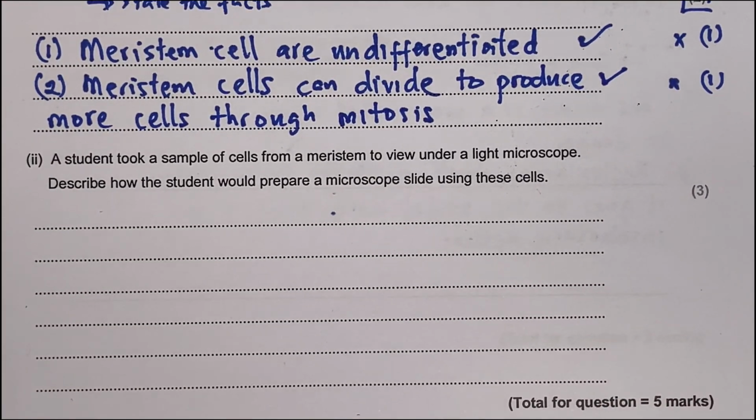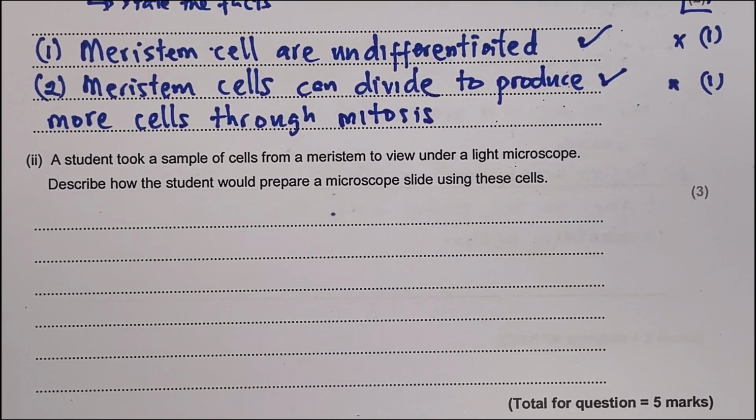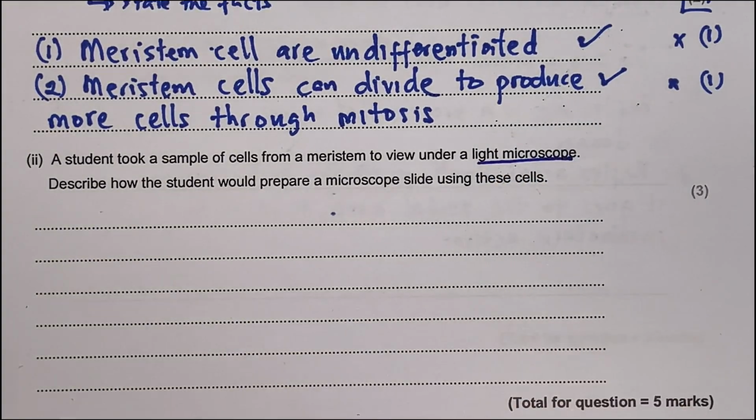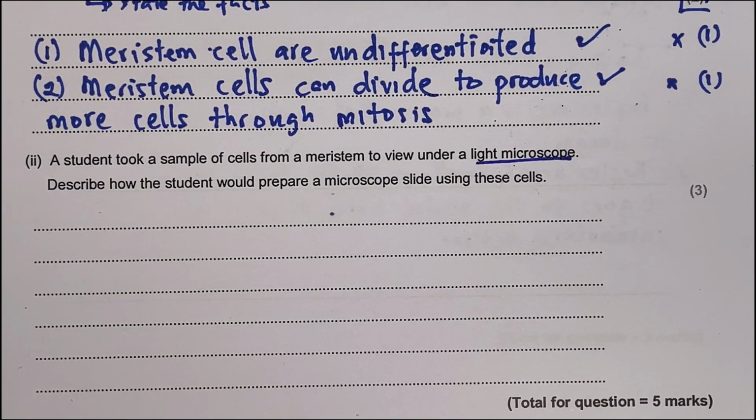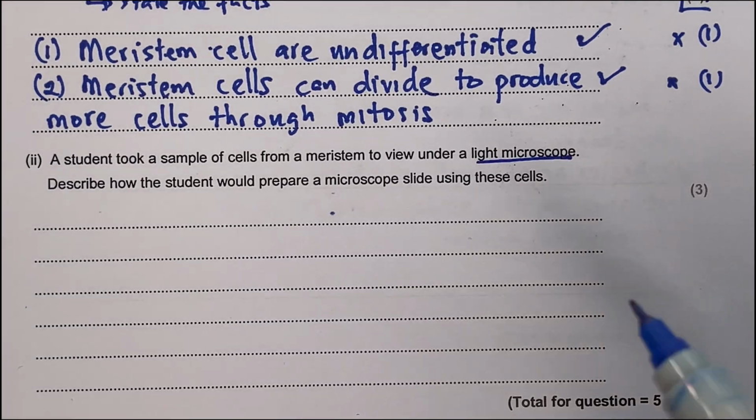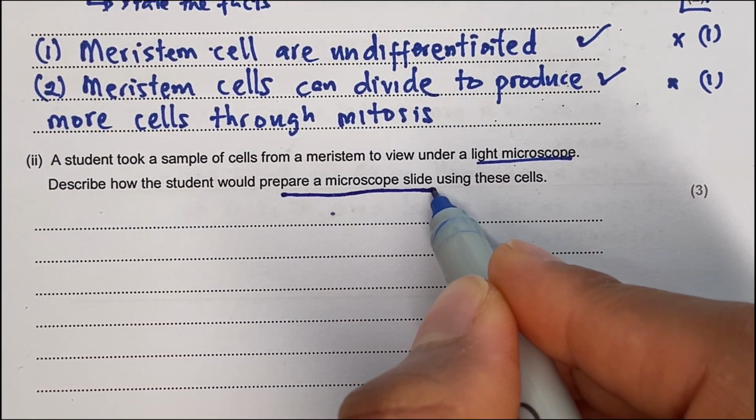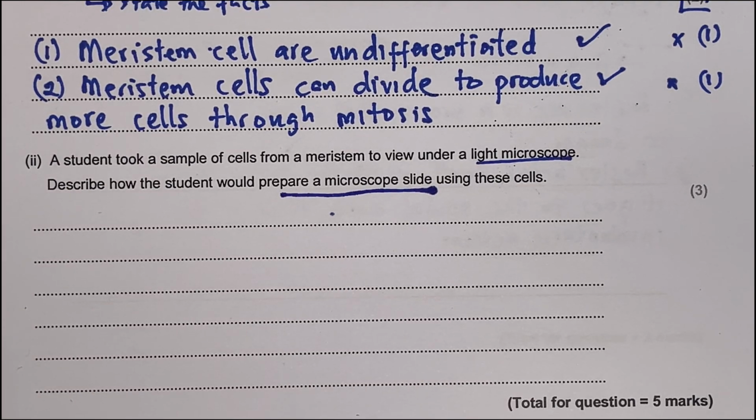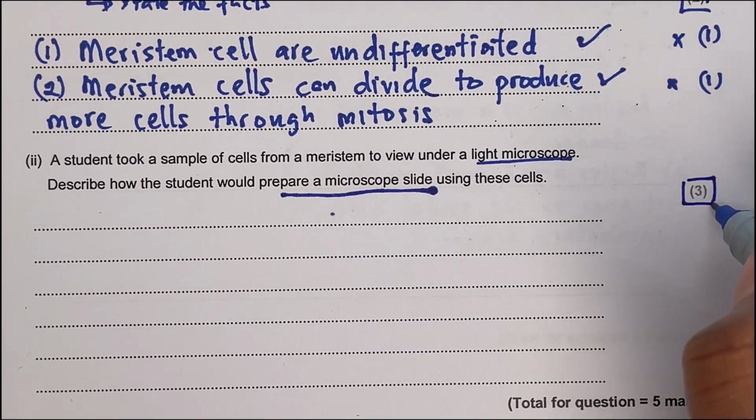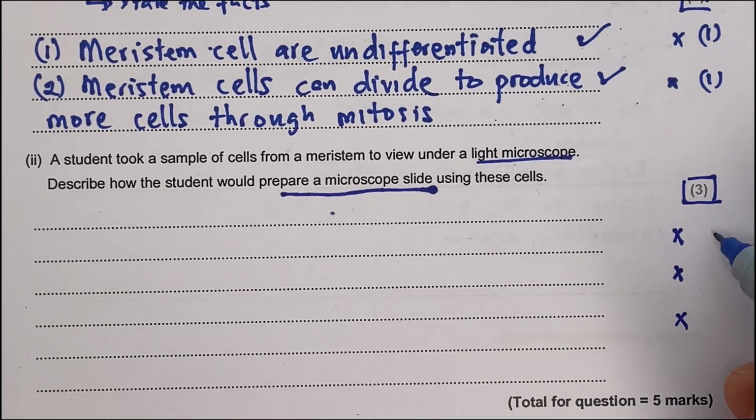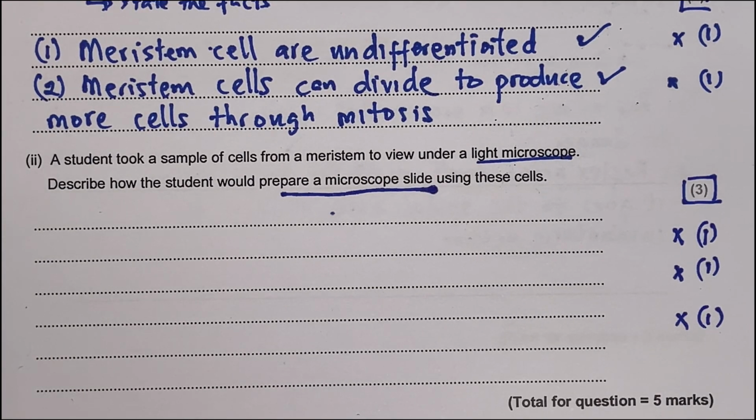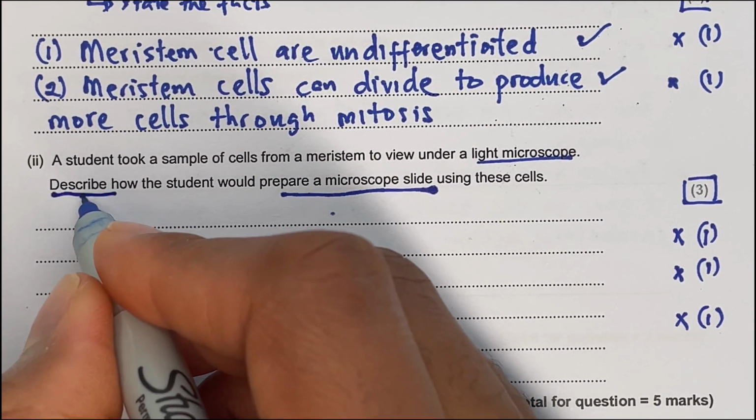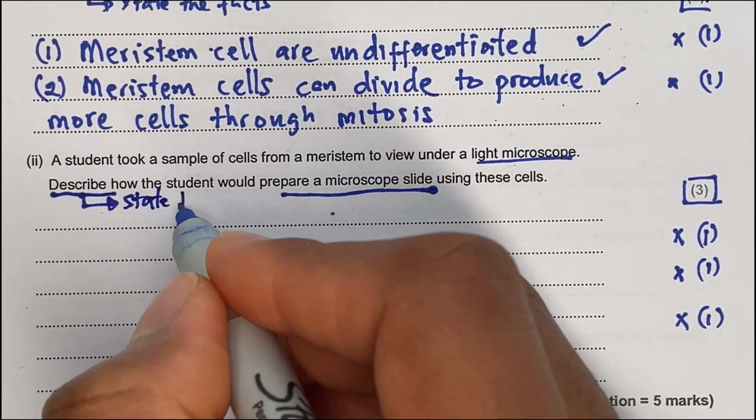Question 2. A student took a sample of cells from a meristem to view under a light microscope. Describe how the student would prepare a microscope slide using these cells. Step 1. How many marks is the question? 3 marks. So I need 3 bullet points, 1 mark each. Step 2. The command word. Again, we have a describe question, which means I need to state the facts.